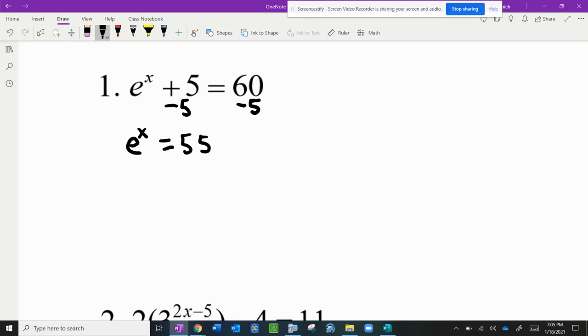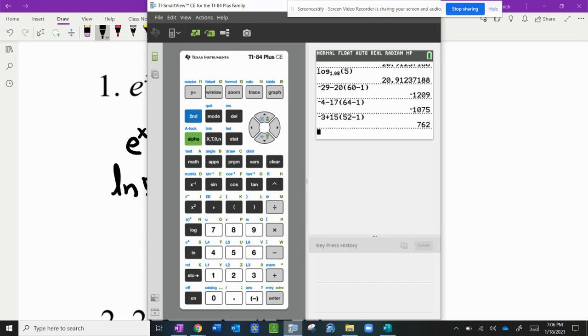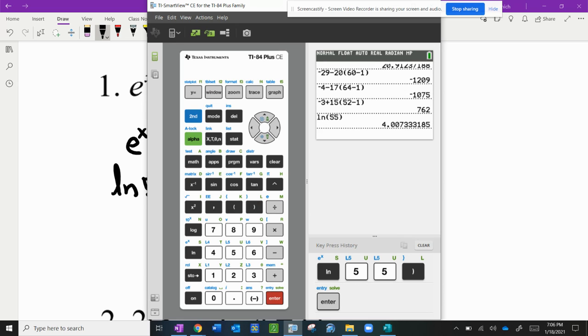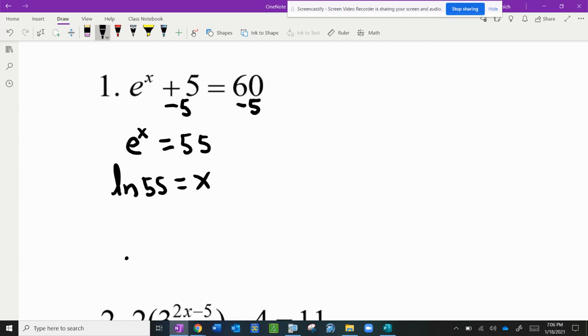Okay, now I'm going to change this into a logarithmic function, and I'm going to say the natural log, since remember this is one of those hidden bases. It is log base e, but we write it as natural log, and the output to the input equals x. And there's my answer. Now all I need to do is go to my calculator and plug in natural log of 55, hit enter. And if I wanted an estimation, I could get 4.007.